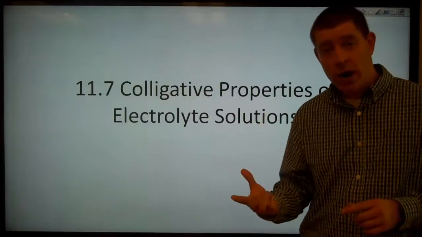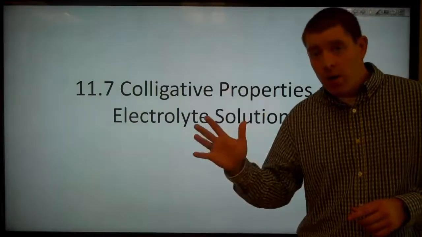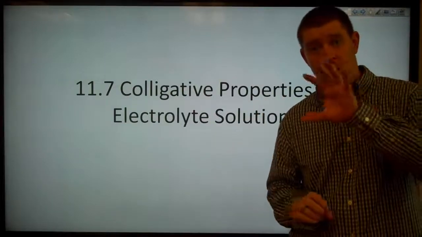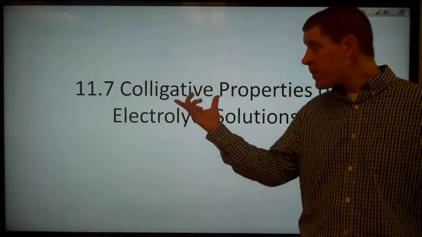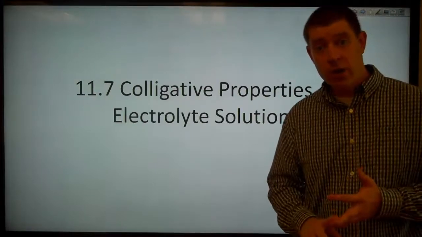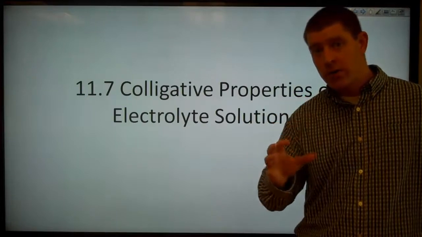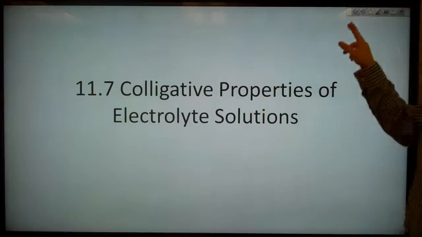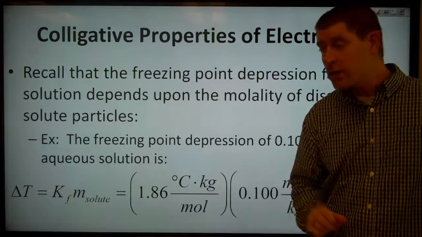So if we have, say, sodium chloride, if we have 1 molal sodium chloride, that 1 mole of sodium chloride is going to dissociate into 2 moles of particles: 1 mole of sodium ions and 1 mole of chloride ions. So this means that the colligative properties, the osmotic pressure, the boiling point elevation, and the freezing point depression, will depend on the total particle concentration, which is not the same as the sodium chloride concentration. So you need to be careful if you have some ionic substance that's going to dissociate in solution.